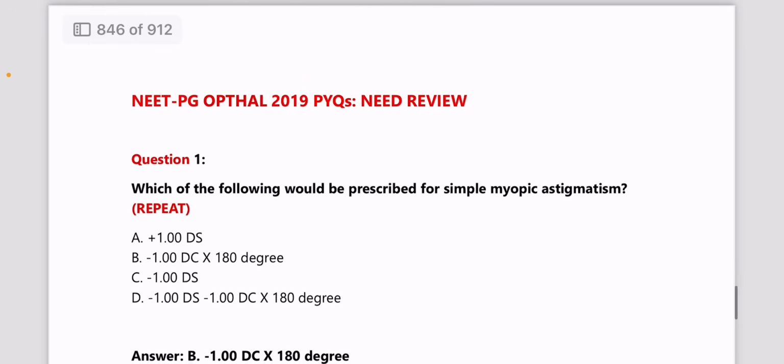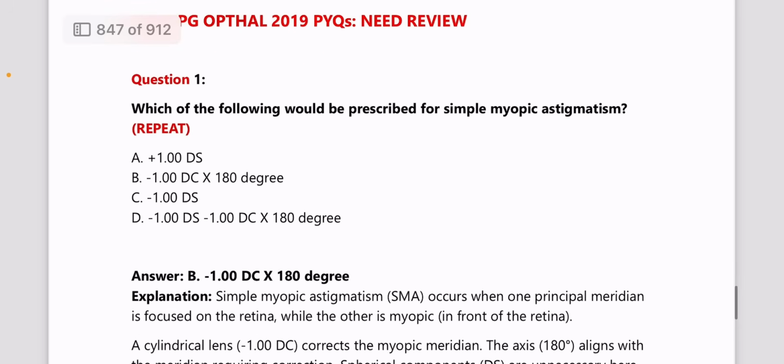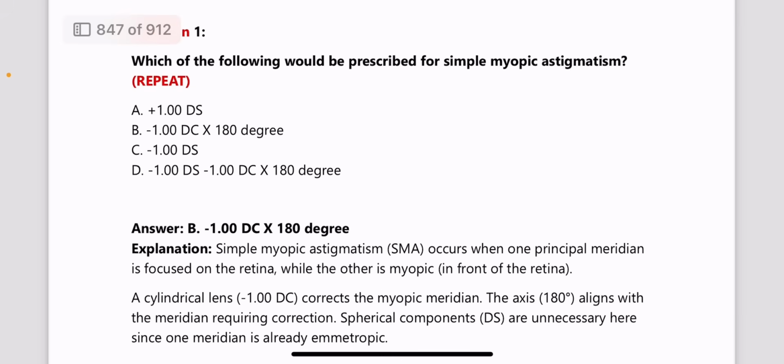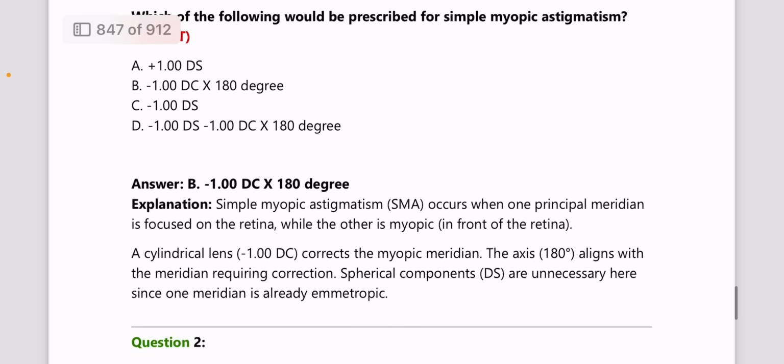Now moving on to 2019 PYQs. Which of the following would be prescribed for simple myopic astigmatism? This is a direct repeat of the previous year question, and here the answer is -1 DC into 180 degrees. Just the exact same question had repeated as such.